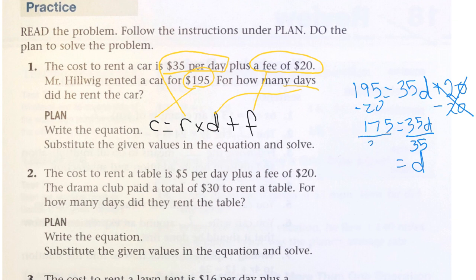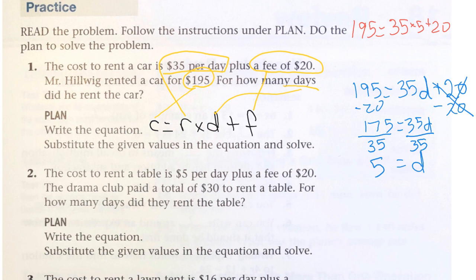Now, 175 should also be divided by 35. And how many is that going to be? 5, I think. So we got our 5 days. And we can check by replacing the D with 5 and see if it works. So if we replaced it up here, 195 should equal 35 times 5 plus 20.